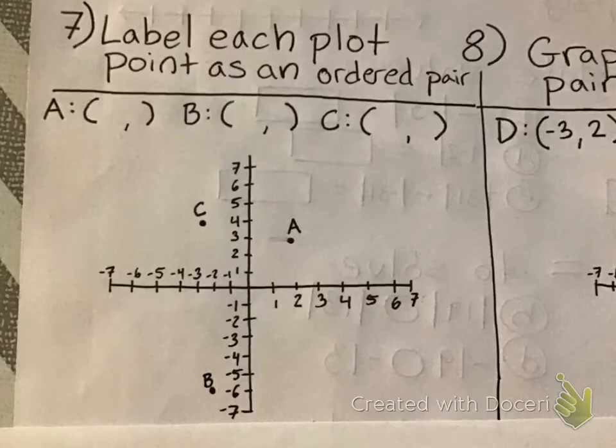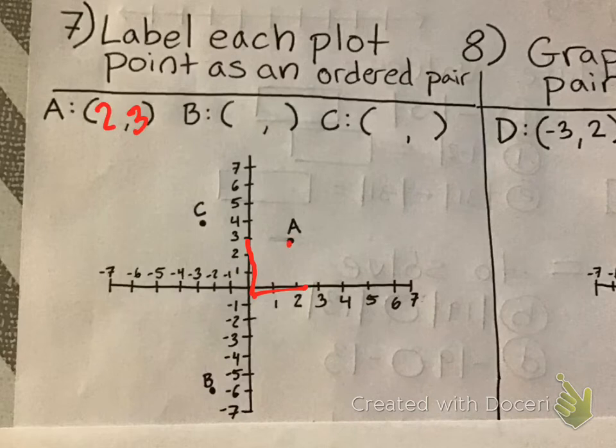Excellent. For this problem, we're going to label each plot point as an ordered pair. Remember with our ordered pair, what comes first? What comes first, Hannah? X comes first and then Y. Alphabetical order. Exactly. Anita, where is point A located? So what do we get for A? You get 2, 3. We go forwards 2. We go up 3. Okay.